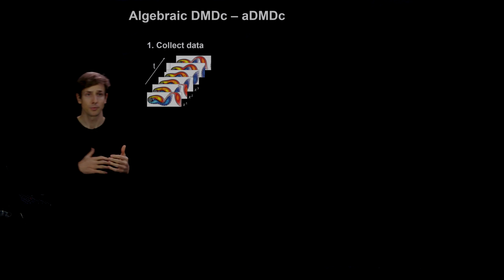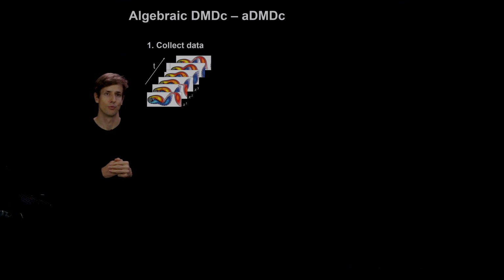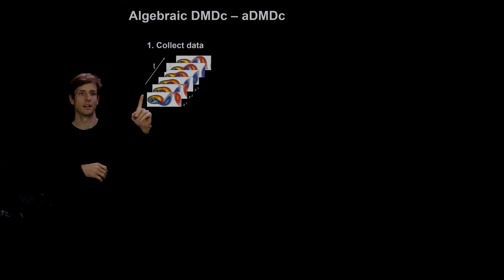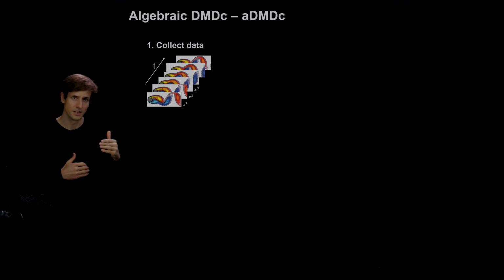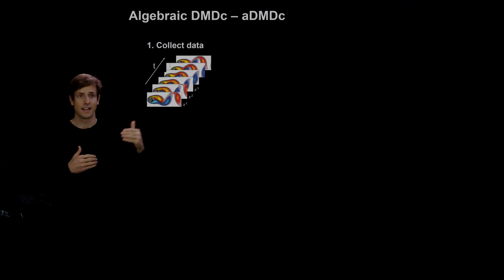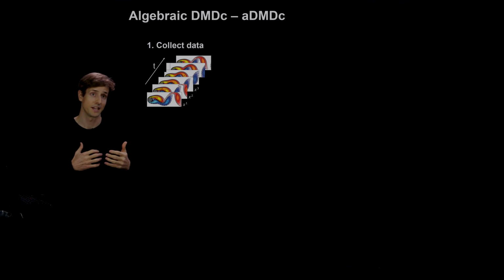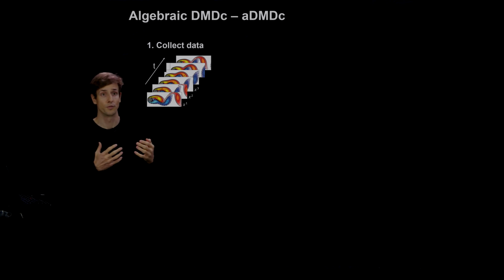And to start with, I want to introduce what dynamic mode decomposition actually does. So first, in DMDC, we need to collect data. What you see here is, for example, the flow around the cylinder. We run a numerical simulation, and at different time steps, we take snapshots of our state of interest, in this case our flow field.